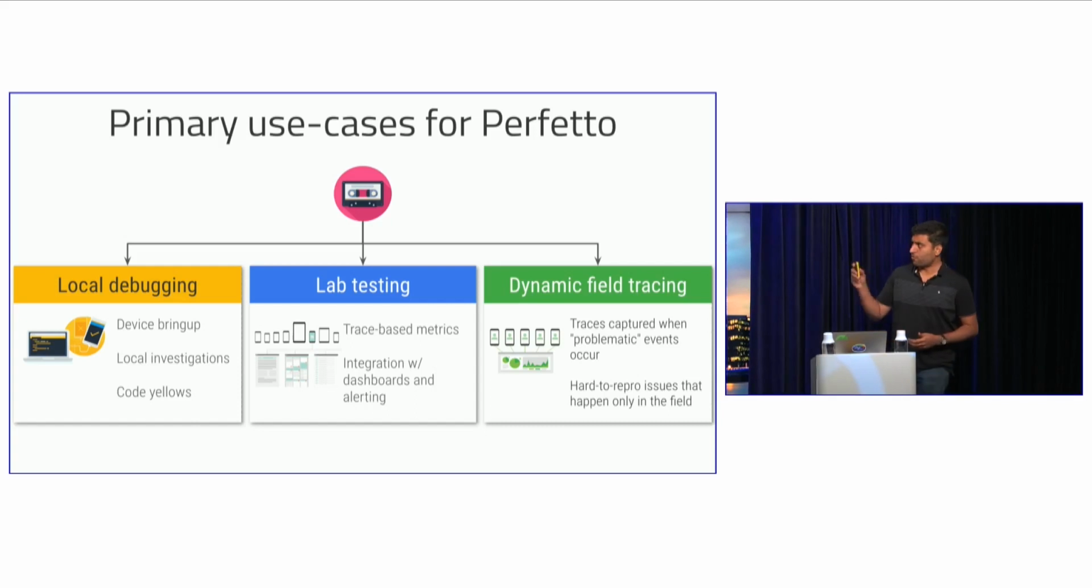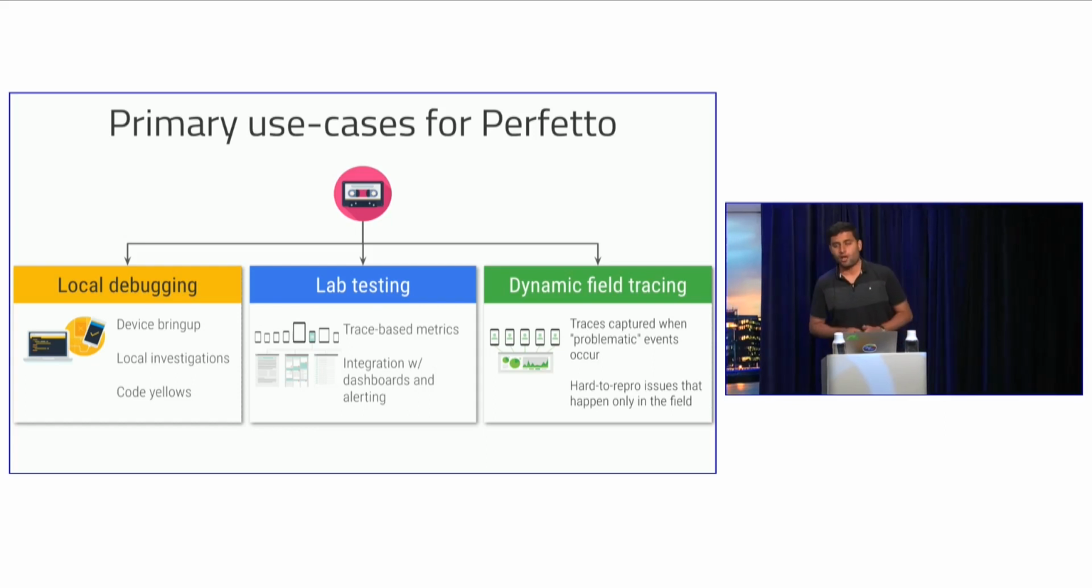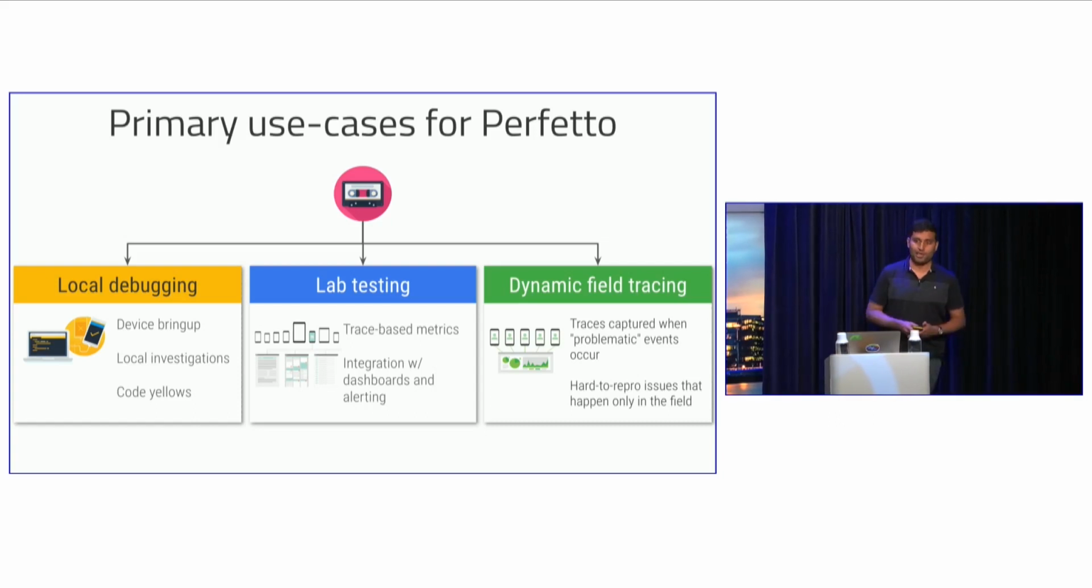A refresher: Perfetto, as I said, is targeted at local debugging, lab testing, and dynamic field tracing. All three of those cases are well supported and battle tested inside Google, specifically for both Android and Chrome, who are two of our primary users.